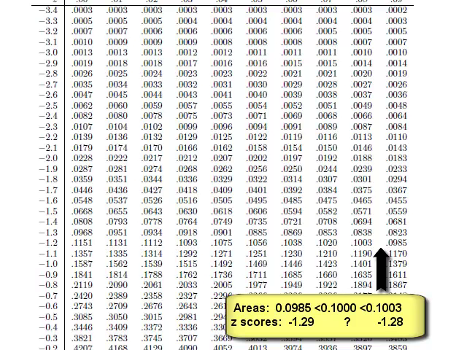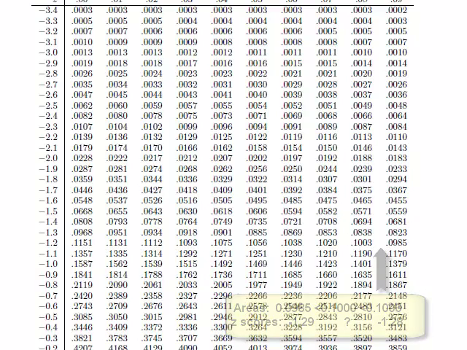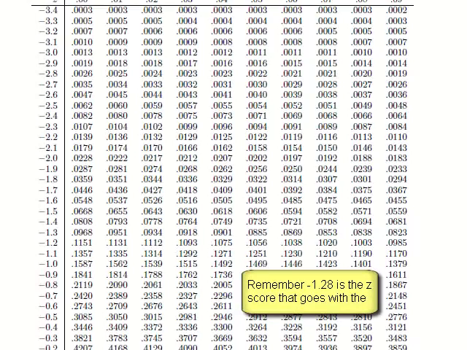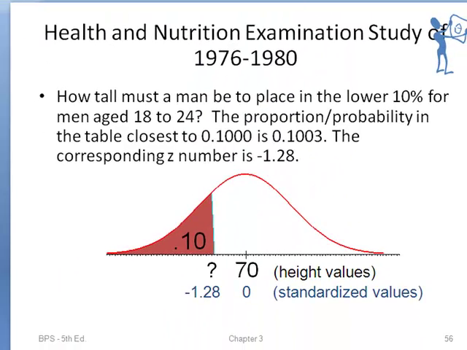So how we work this, since we don't have it exact, we just find the number closest to the one that we're looking for. Now I like to take the decimal points away and just think of these as regular numbers. So I think of 1,003 is only 3 away from 1,000, and that 985 is 15 away from 1,000. So that's very easy to see that 3 is closer. So I'm going to use negative 1.28 as my Z value. Then I've now found the standardized score such that 10% is below. So there's my standardized value.